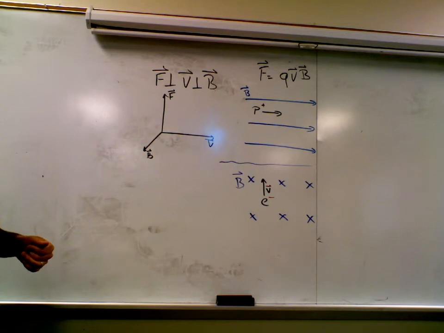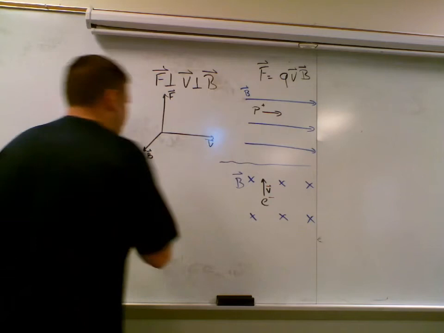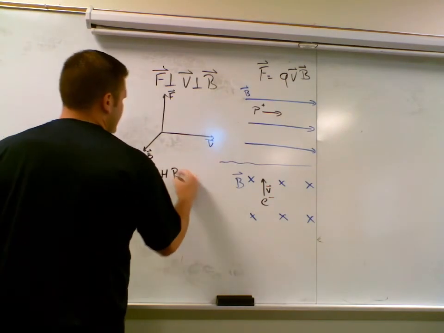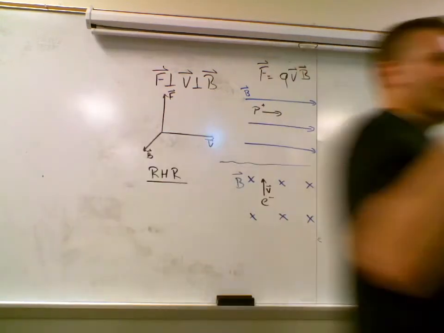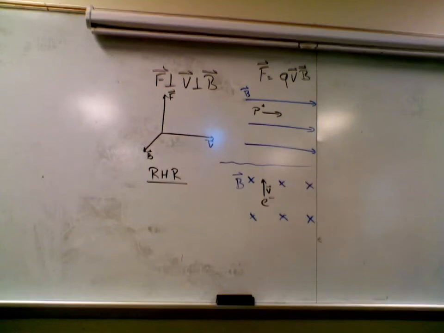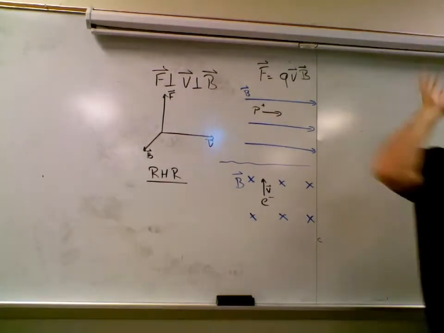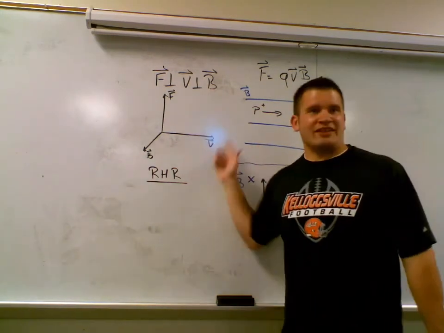We don't know. How do you not know? Let's go over our right-hand rule again. At the end of class yesterday, we talked about the right-hand rule. The right-hand rule is where you use three fingers on your right hand, and you make this axis, this relationship.